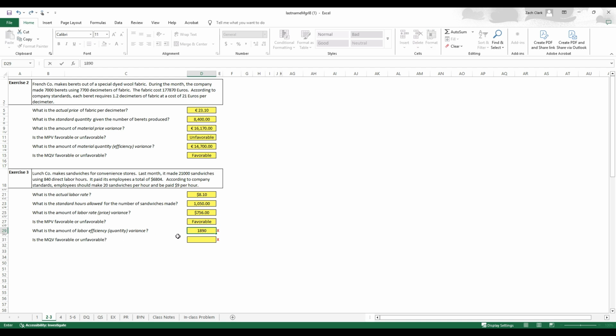And then the labor efficiency variance is 1,890. And again, that was favorable as well because the average wages per hour were lower than what we had budgeted for, and also the average amount of time it takes to make each sandwich was lower than we had originally budgeted for. So both favorable, and things are going well for us.